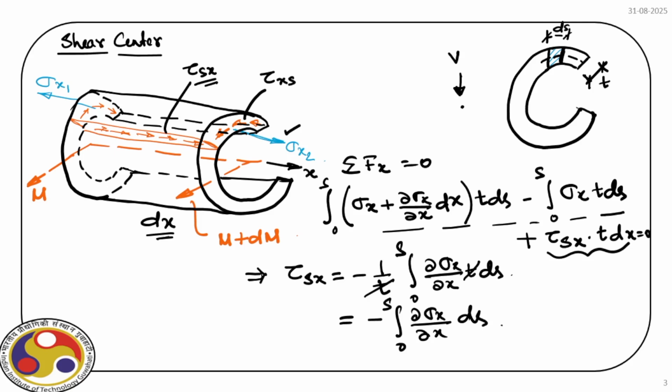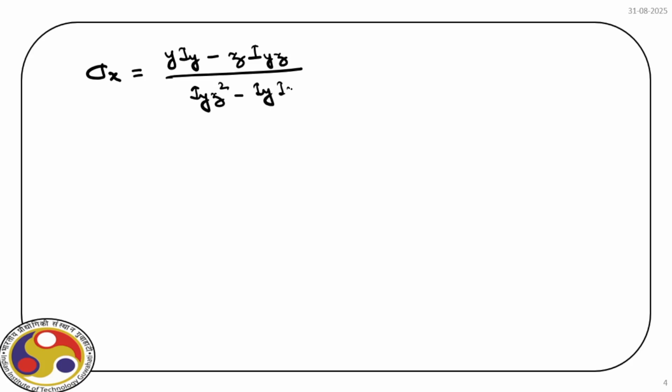Now let us recall the expression of sigma x for any arbitrary cross section. Sigma x equals (y Iy minus z Iyz) divided by (Iyz square minus Iy Iz) times Mz.